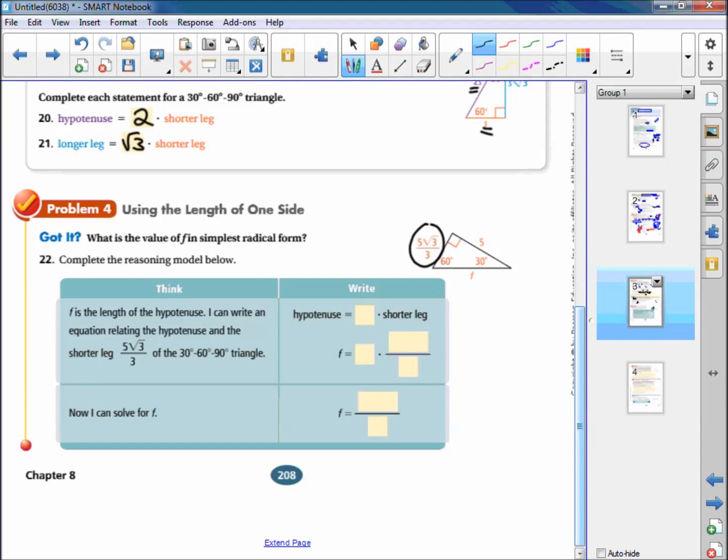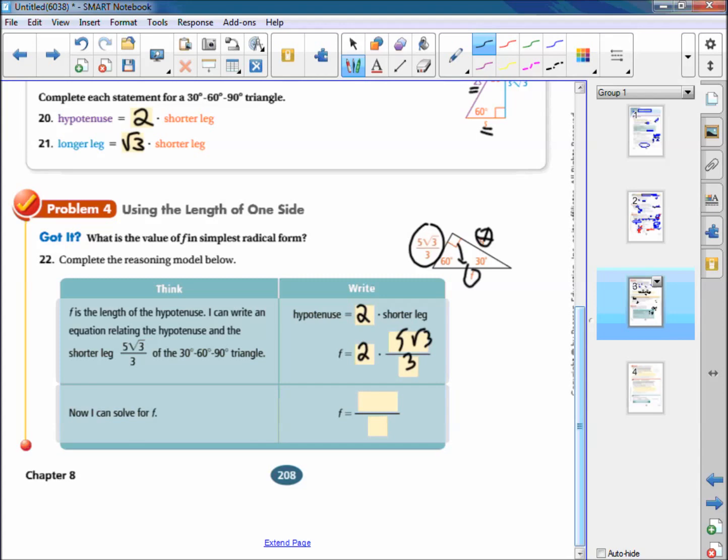All right, so our hypotenuse, remember, is equal to 2 times the shorter leg. Okay? And let's see. F, which is our hypotenuse in this case, there's our hypotenuse, it's length f. It's going to be equal to 2 times the short leg, and the short leg is 5 root 3 over 3. Notice it's not 5. This is the long leg. Okay? The short leg is always across from the 30, and the long leg is always across from the 60.